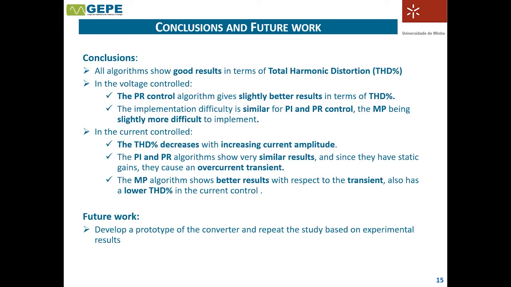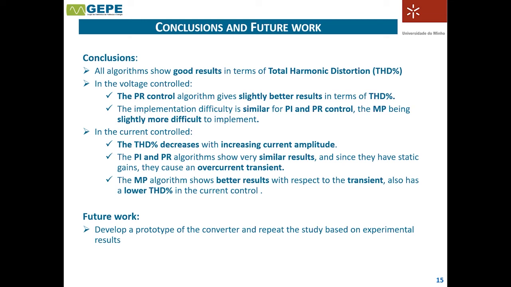This paper compared the performance of three control algorithms for voltage source inverter. PI, PR, and model predictive control algorithms were applied for voltage control and current control. As demonstrated in simulation, all algorithms show good results in terms of THD. In voltage control, the PR control algorithm gives slightly better results in terms of THD. The implementation difficulty is similar for PI and PR control, with MP being more difficult to implement.